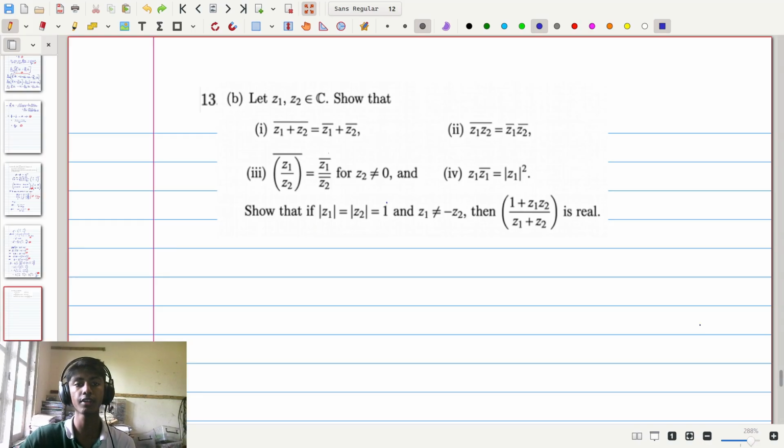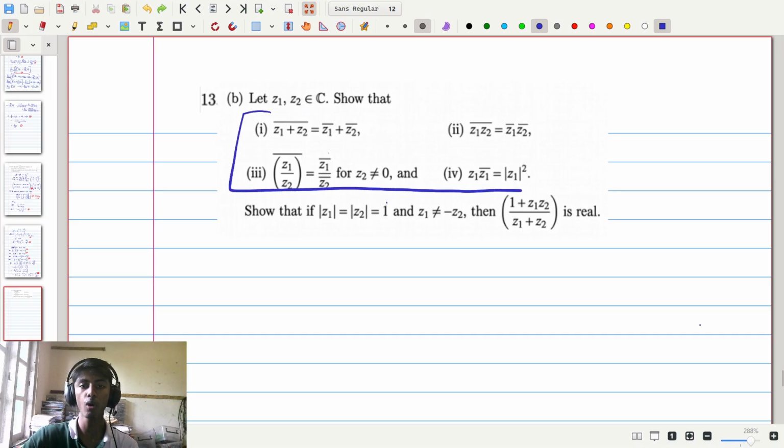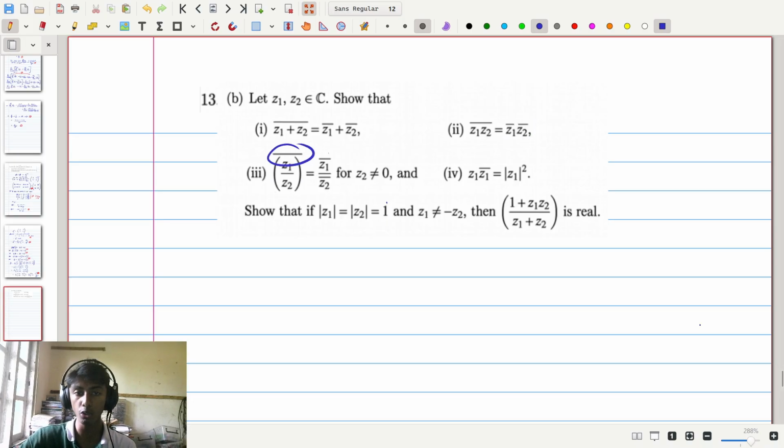The question says, let Z1 and Z2 be elements of the complex numbers. Given this, we are to show that these four identities hold true for Z1 and Z2. The first identity is that the conjugate of Z1 plus Z2 is equal to Z1 conjugate plus Z2 conjugate. The second identity is that the conjugate of Z1 times Z2 is equal to Z1 conjugate times Z2 conjugate. The third one is that the conjugate of Z1 divided by Z2 is equal to Z1 conjugate divided by Z2 conjugate, for Z2 not equal to 0. And the last one is that Z1 times Z1 conjugate is equal to modulus Z1 squared.